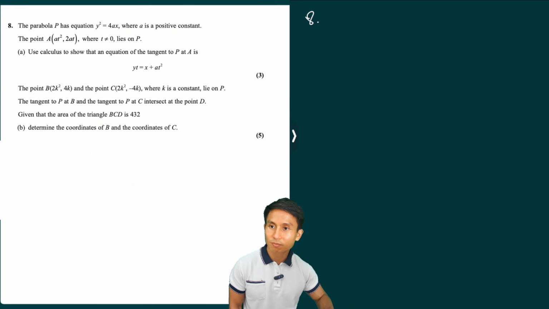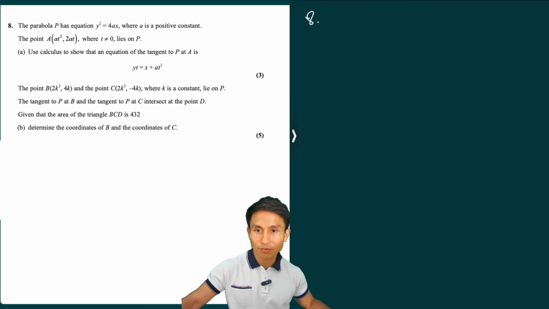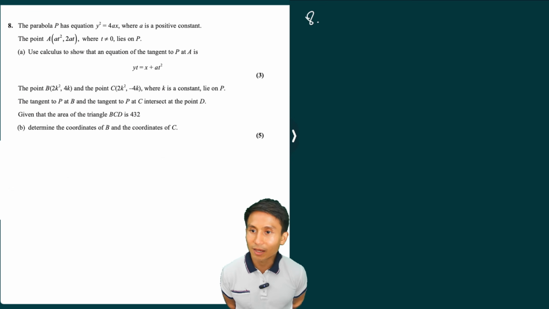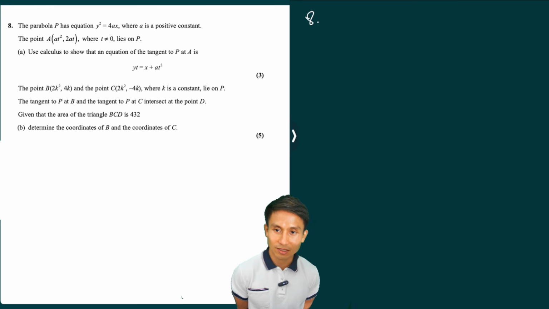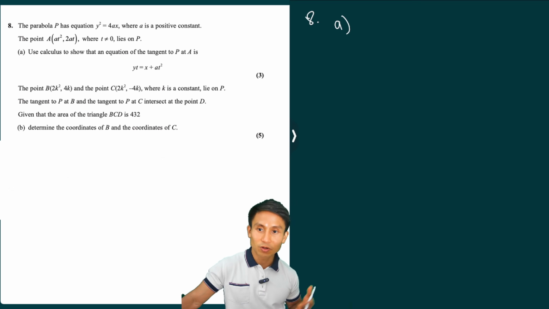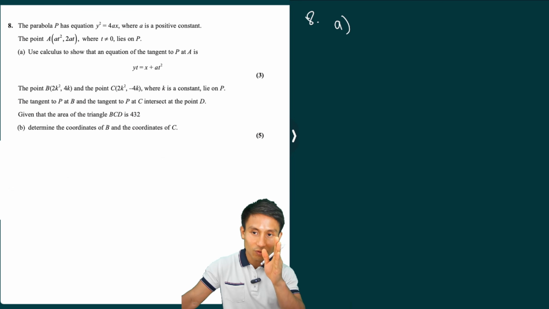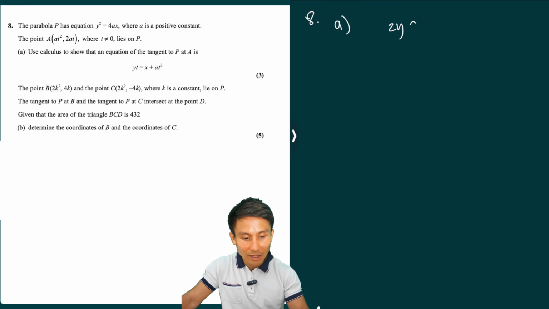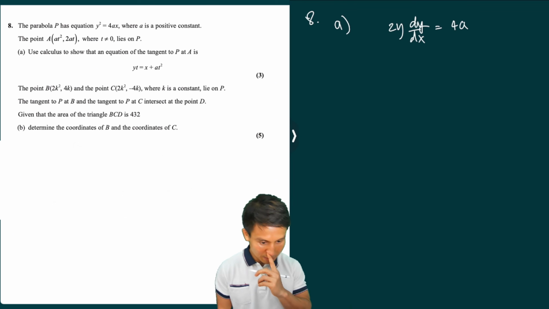Question 8. The parabola P has equation y squared equals 4ax, where a is a positive constant. The point A, where t not equal to 0, lies on P. Use calculus to show that the equation of the tangent is as given. Yeah, you have done P02 now, so you know implicit differentiation. So I'm going to differentiate the parabola equation implicitly. So I get 2y dy by dx, because I don't remember the formula, so I'm just going to do that all the time.